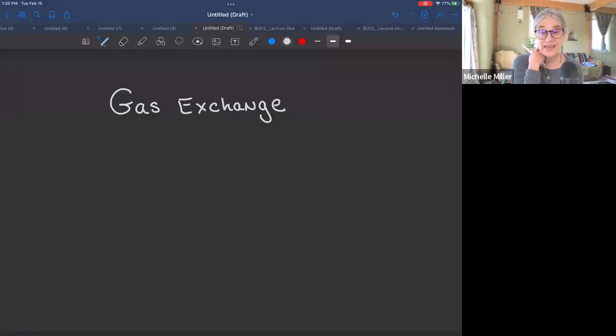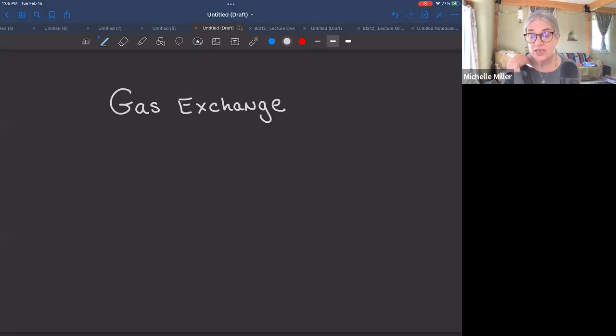So I mentioned that gas exchange only takes place in the alveoli of the lungs. So that is where your respiratory membrane is. The rest of the lungs would be the conducting zone of the lungs. So it's just conducting the air down into it.